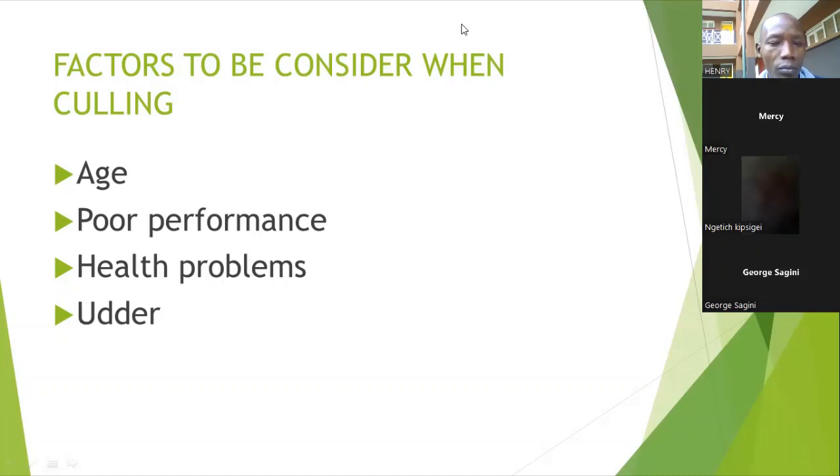The other point is on poor performance. If the animal is performing poorly, for example, if it is a sheep and doesn't have the recommended weight, you also have to consider culling the animal. If it's not able to produce enough milk, you also have to consider culling it. Then I can summarize. Concerning the economic benefit, you need to consider the economics of the animal. If it is performing with high production, it is economical.